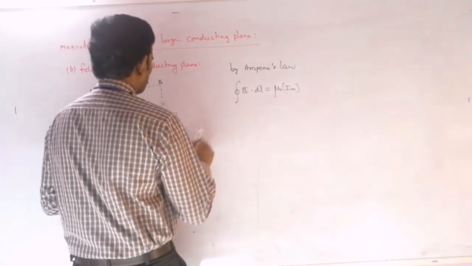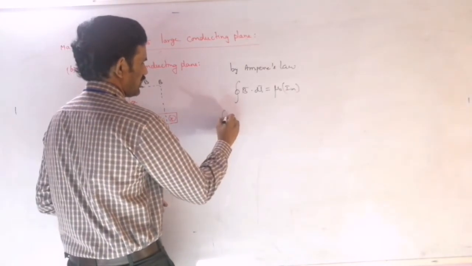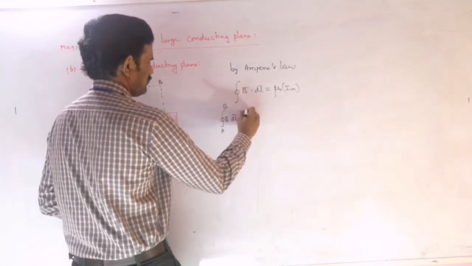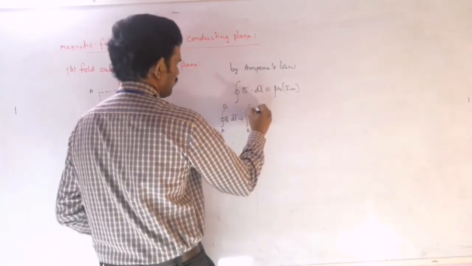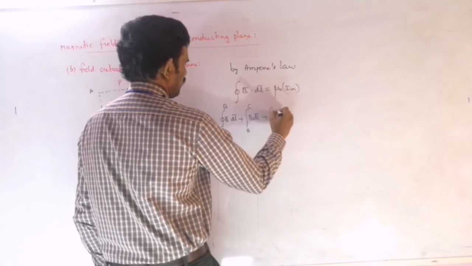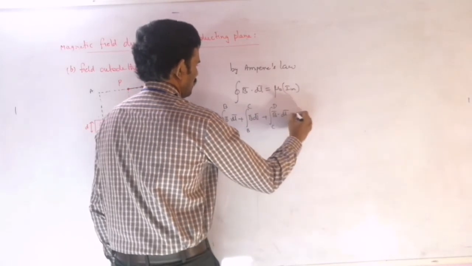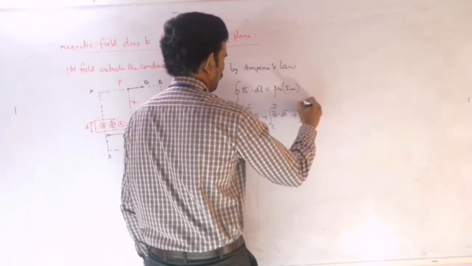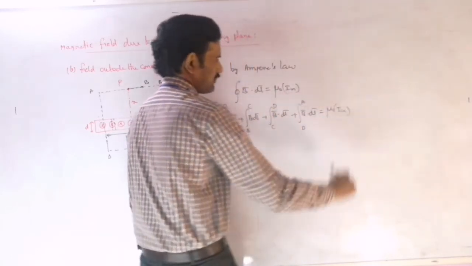Here we just need to split that integration. So the integral of B bar dot dL bar from A to B, plus the integral of B bar dot dL bar from B to C, plus the integral of B bar dot dL bar from C to D, plus the integral of B bar dot dL bar from D to A, is equal to mu naught into I in.